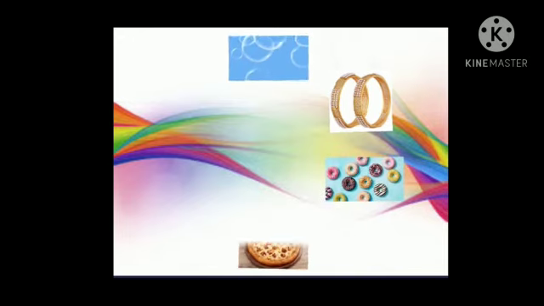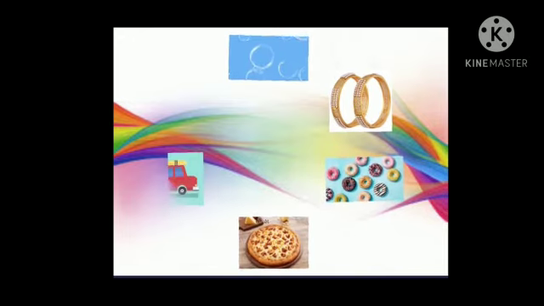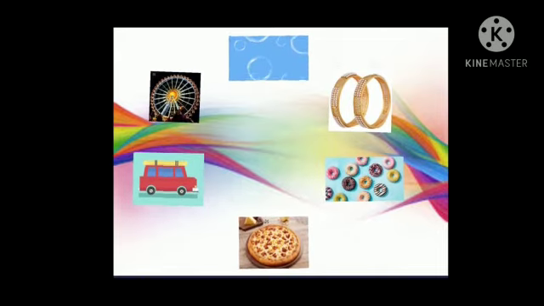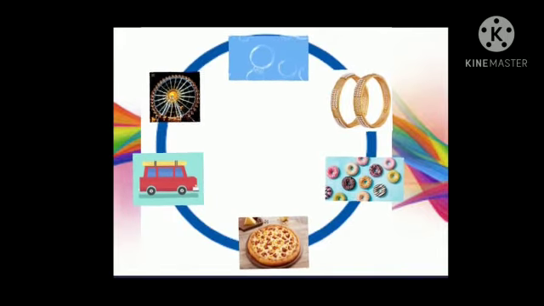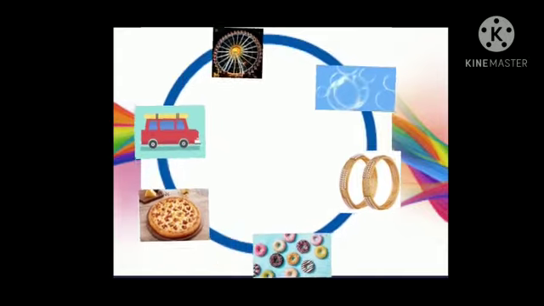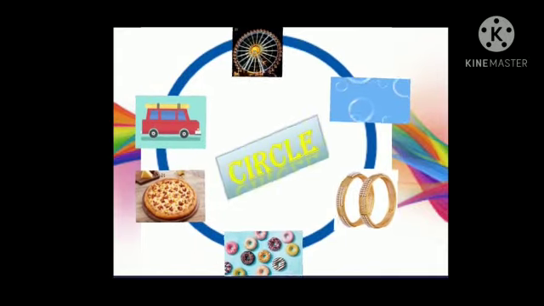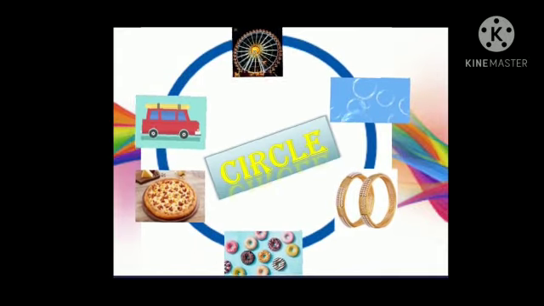An air bubble, a bangle, a donut, a round pizza, wheels of a car, or a cartwheel are the examples we come across in our daily life. So now children, we know what is a circle. Now let us see the parts of the circle which we have already studied in the previous standard. We will just recall it.